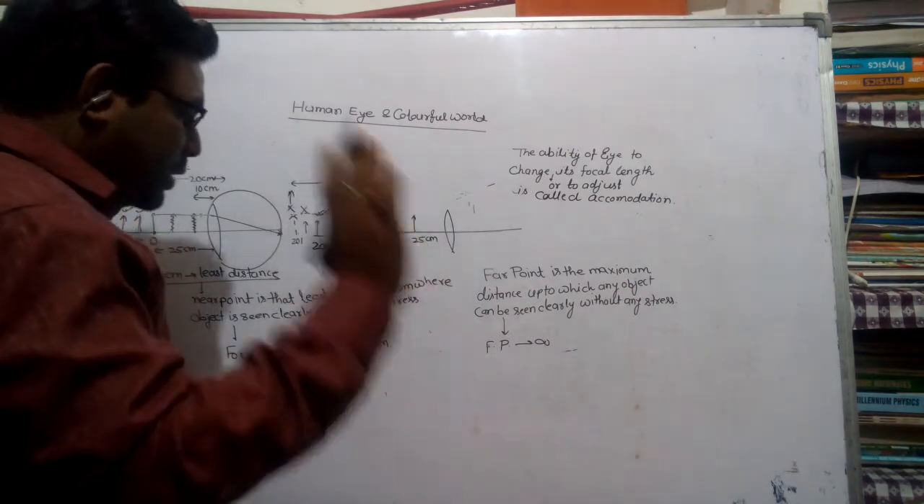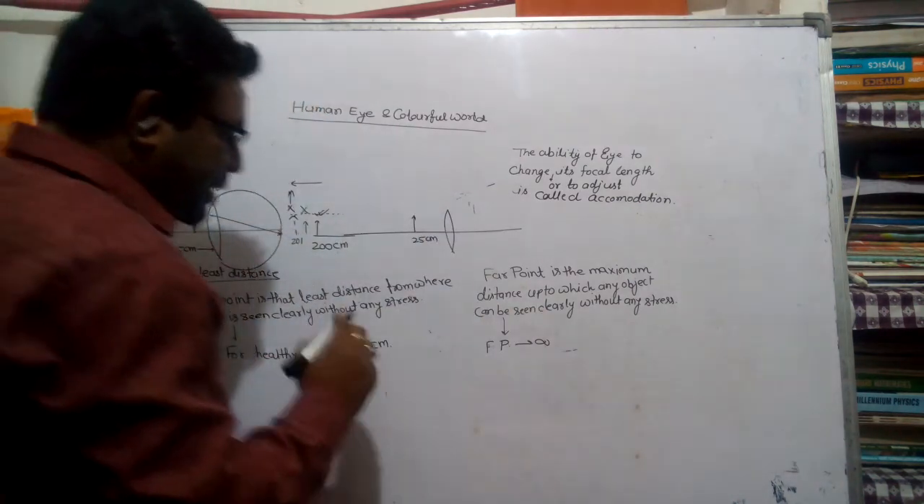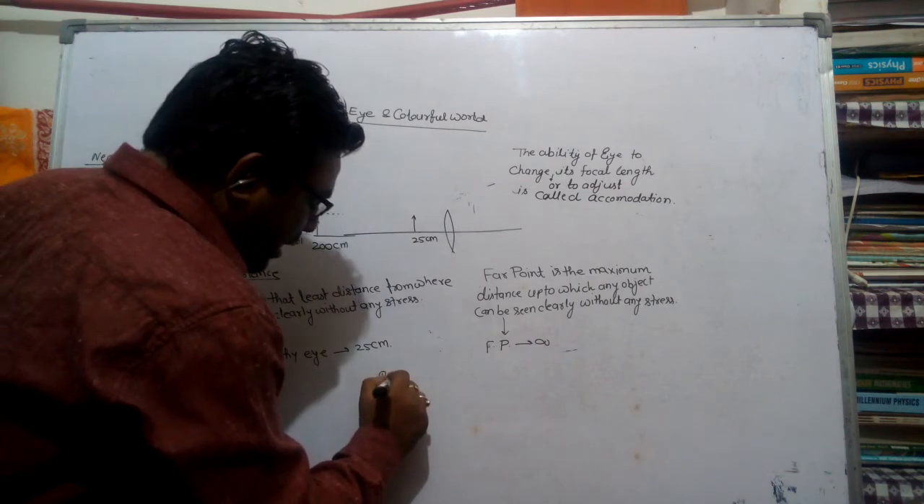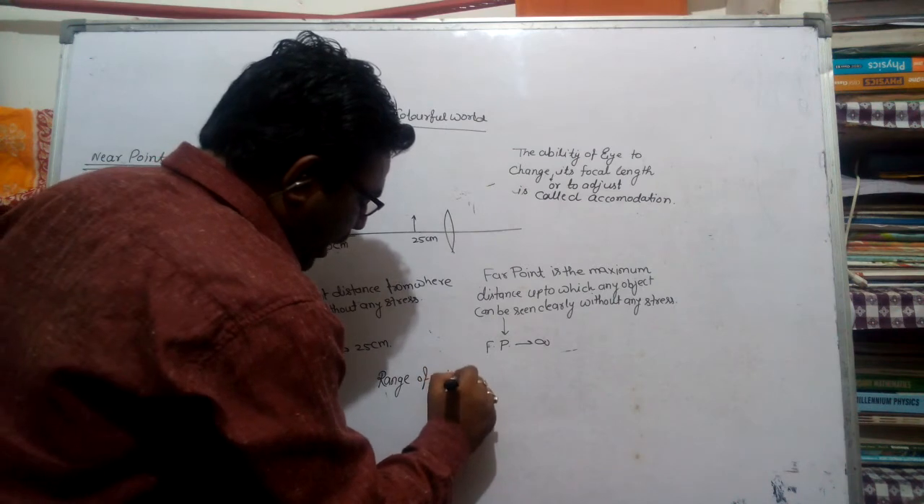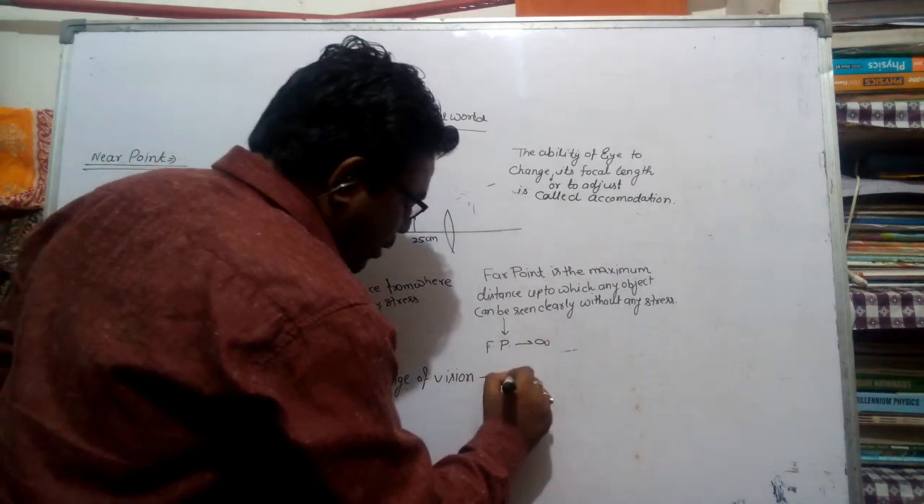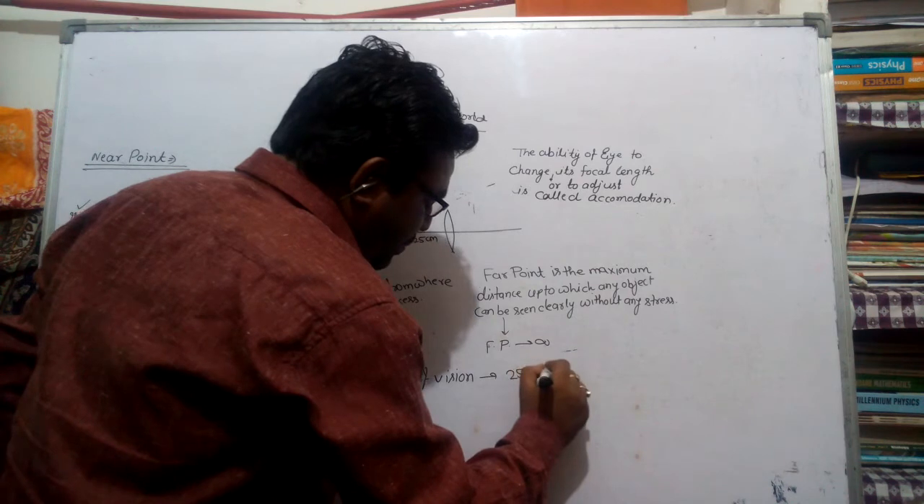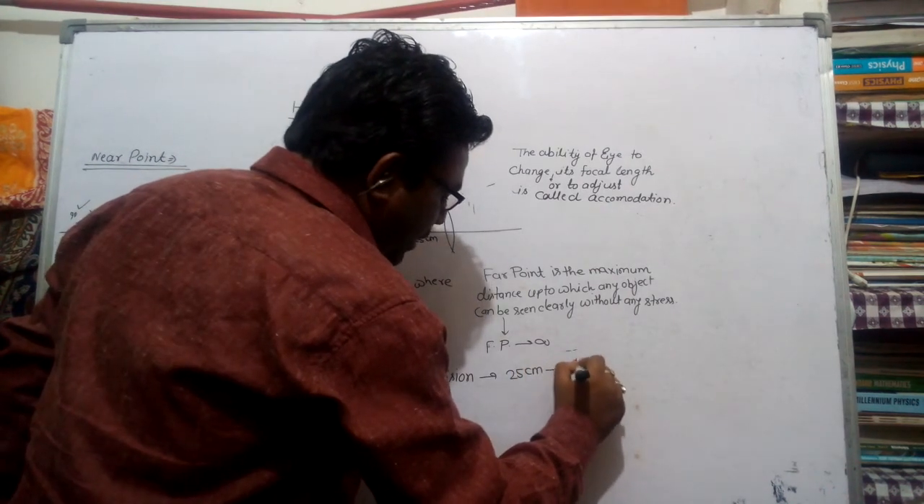And so what is the range of vision? Beta, our range of vision is 25 centimeter to infinity.